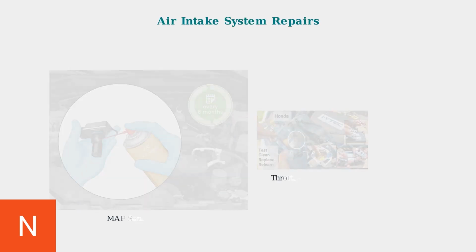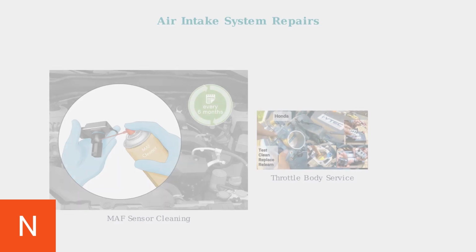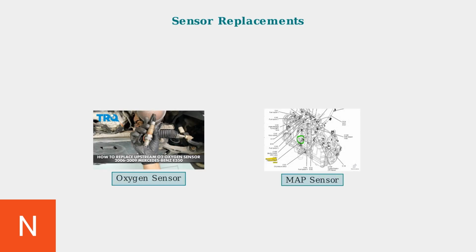Air intake problems require fixing vacuum leaks and cleaning components like the mass airflow sensor and throttle body. These components must be clean and properly sealed to ensure accurate air measurement. Sensor replacements are common for faulty oxygen sensors and manifold absolute pressure sensors. These sensors provide critical feedback to the engine control module for proper air-fuel ratio management.